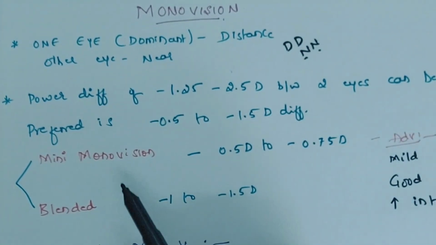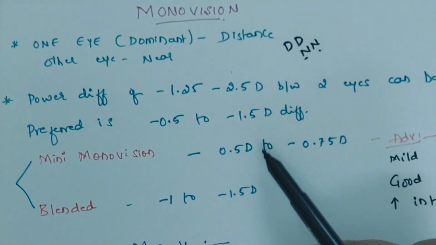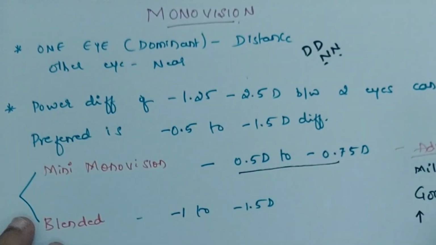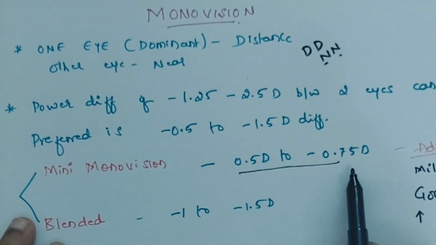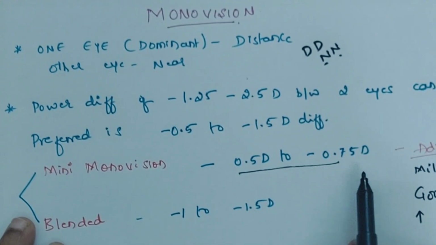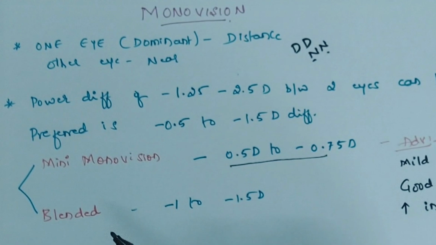In that again we have two types, that is mini monovision as well as the blended. In mini monovision it is still reduced to minus 0.5 diopters to minus 0.75 diopters of myopia in the non-dominant eye to get better near vision. In the blended it is at the higher end, that is to achieve minus 1 to minus 1.5 diopters of myopia for the near vision.